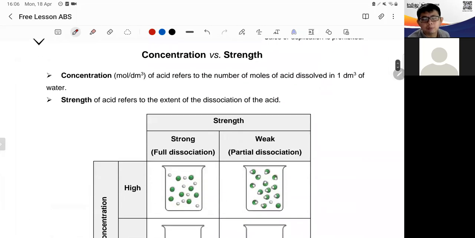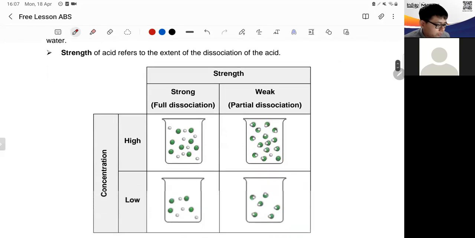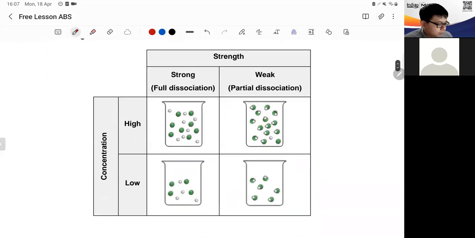I briefly mentioned how concentration and strength are not related to each other. So in this section, we'll really talk about it. Concentration versus strength. Like I said before, just because an acid is concentrated, it doesn't mean it is strong. They are not related to each other. Look at this diagram. If it's a strong acid, at all concentrations, a strong acid will always completely dissociate.